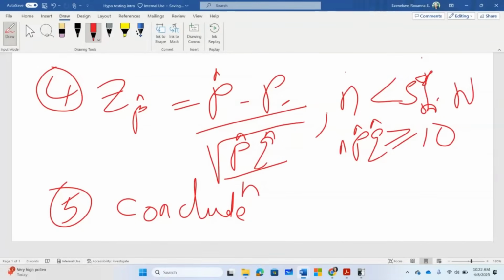The first step is identify the claim, the null hypothesis, and the alternative hypothesis. Number 2 is identify alpha. Number 3 is calculate the critical values. Number 4 is calculate the test statistic. And number 5 is use the test statistic to make the decision, or use the p-value to make the decision. If it's a two-tail test, you can also use a confidence interval to make the decision.